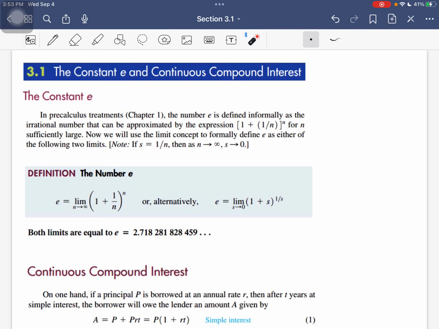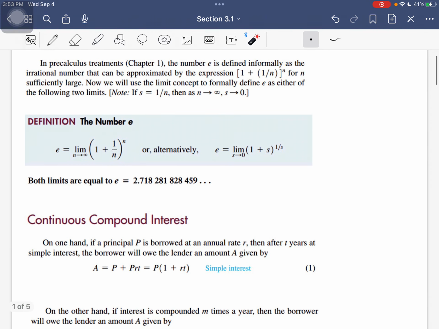In this video, we're going to go over section 3.1 from our textbook, which goes over the constant e and continuous compound interest. So we saw in chapter 1 that e is defined informally as some irrational number that can be expressed by this expression for some large n values. Now we're going to use our limit concept to actually formally define e as either of these two limits here. So looking at this definition, we're defining e by this limit or alternatively this limit here, and both limits are equal to this value here.